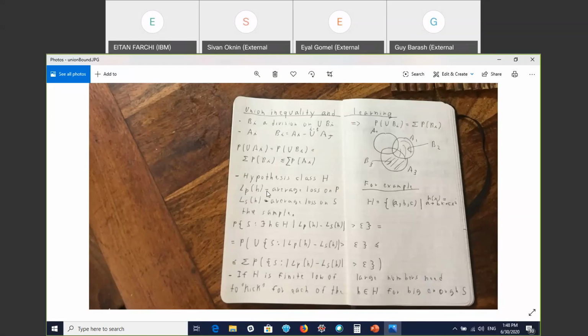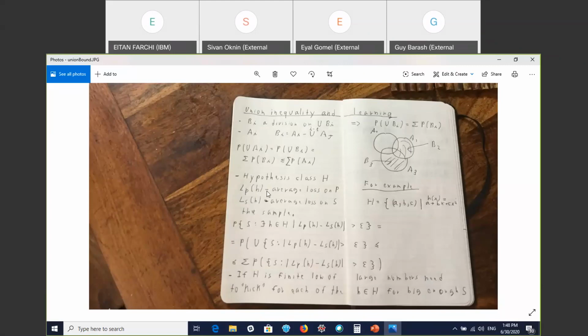Now, this is at the heart of theoretical machine learning theory. Basically, if the sample is big enough, then whatever I see on the sample is, more or less, similar to what I'm going to see in reality. So that's an important notion.